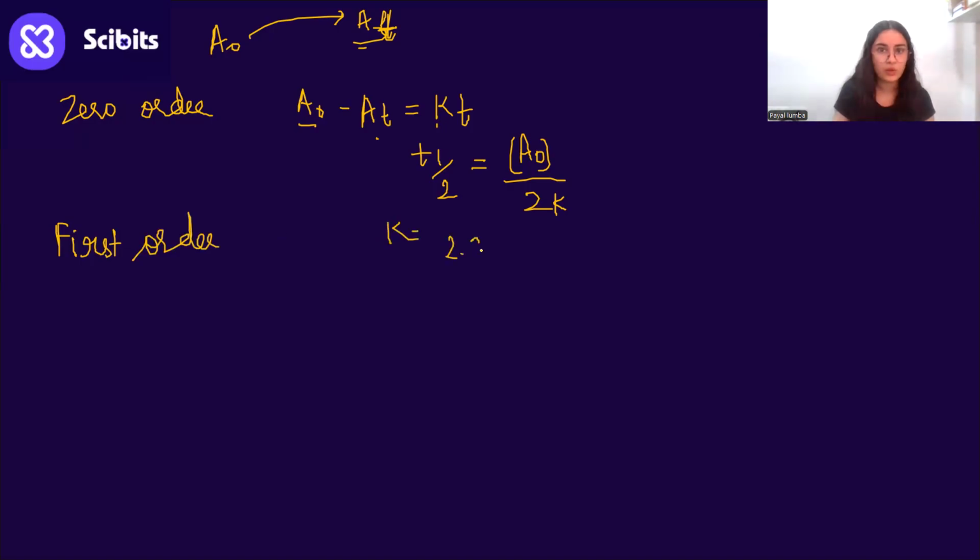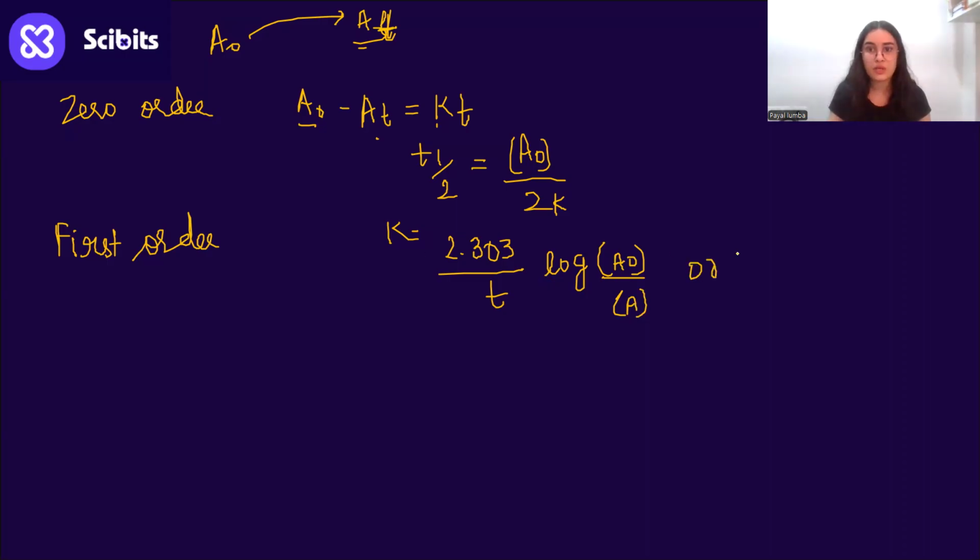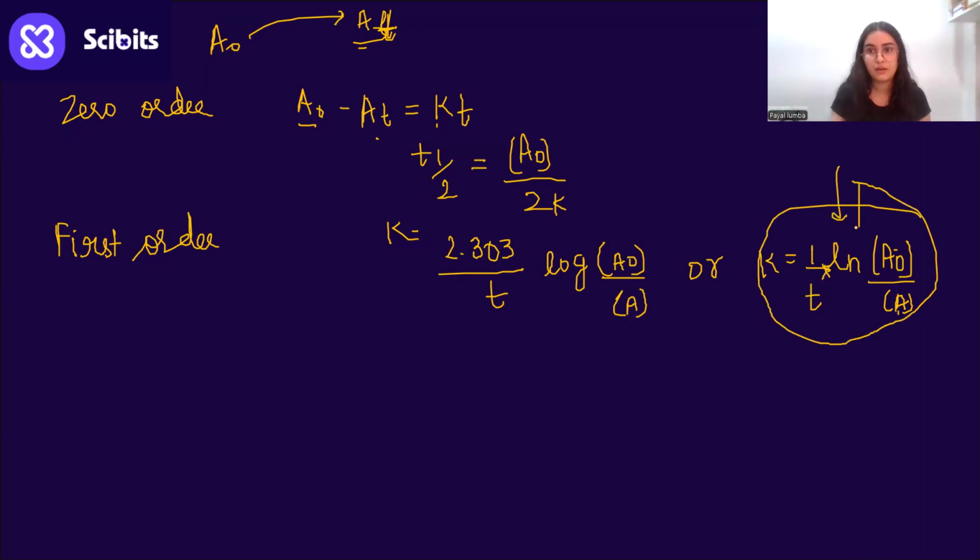K is equal to 2.303 by t log of A naught by A. Or you can also use this formula: natural log of A naught by A, the initial concentration over the final concentration, multiplied by 1 by t. So it's better to always use this formula. A calculator will be there, so you will easily be able to follow this. This formula is super important.